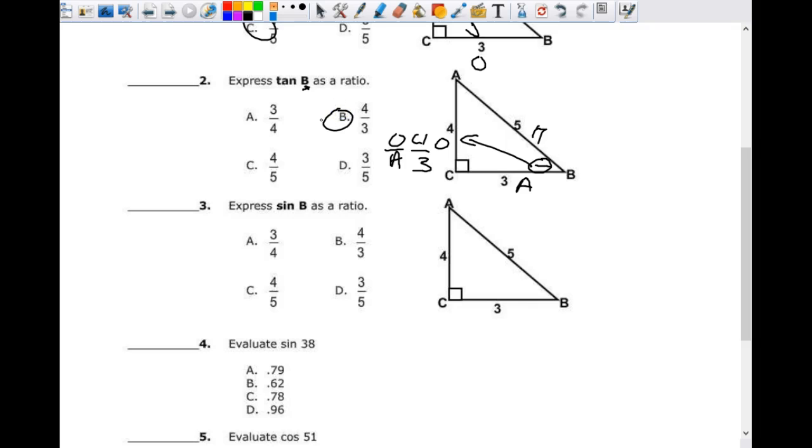Sine B. Reference angle is B. We're looking for our opposite, our hypotenuse, our adjacent. Sine is opposite over hypotenuse, 4 over 5. These ones, you literally plug them into the calculator.